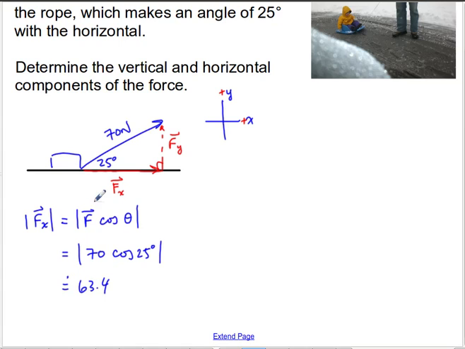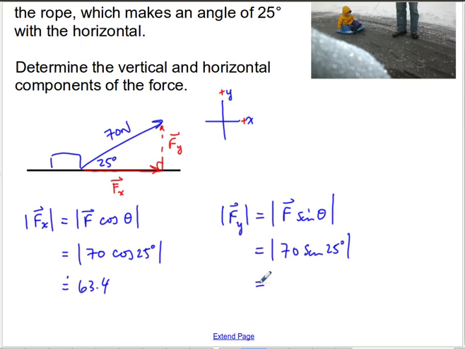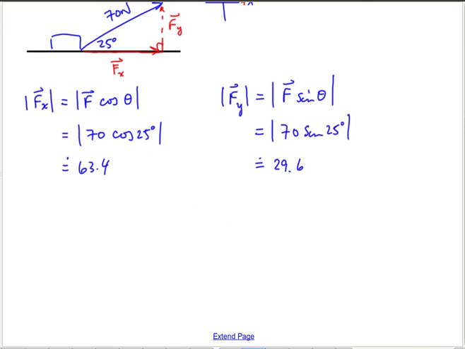And then I could say that the magnitude of the force vector in the y direction is equal to the magnitude of the force vector times the sine of theta, and that's equal to the magnitude of 70 sine of 25 degrees, and that one works out to be approximately 29.6. So that's one thing I could do. And now I have found the size of these, and that's perfectly good.